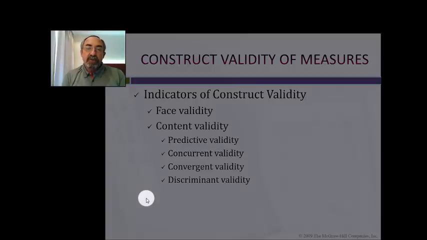So the first one we're going to talk about is construct validity, and that's made up of face validity and content validity. Now, face validity is just, what does it look like? Does it look like it's actually going to measure what it's supposed to measure? And content validity means how well does it actually predict in the future how somebody's going to behave on this particular one? Is it measuring the same thing at the same time across people?